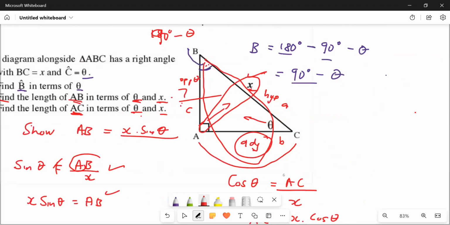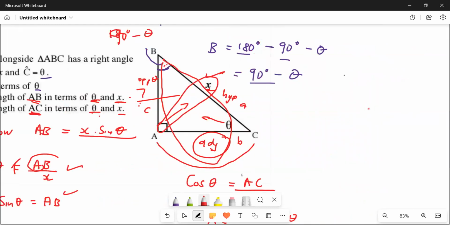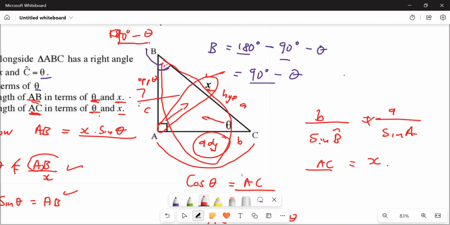If we use the sine rule, we start with the side, because we're looking for the side. So we say P all over the sine of capital B is equal to, actually we want to have x, so A all over the sine of A. Now, P is AC. Cross multiply: AC is going to be equal to x multiplied by the sine of B. We already told them B is 90 degrees minus theta.